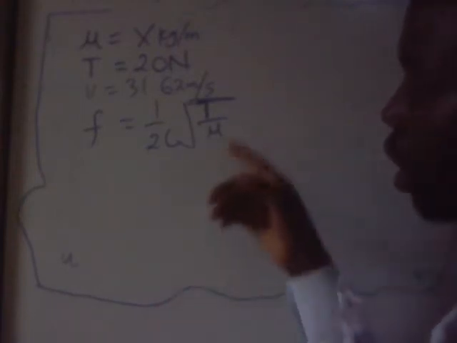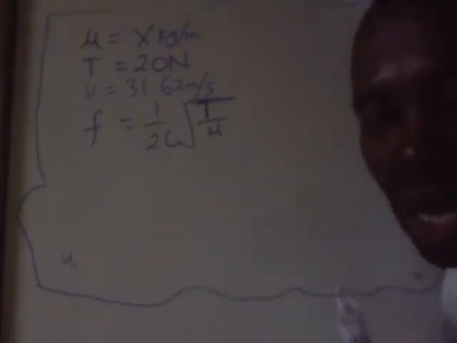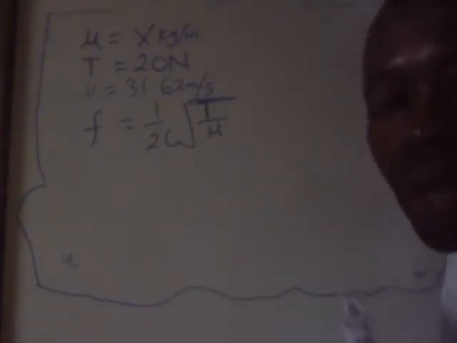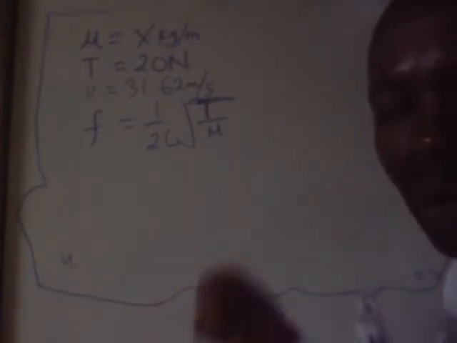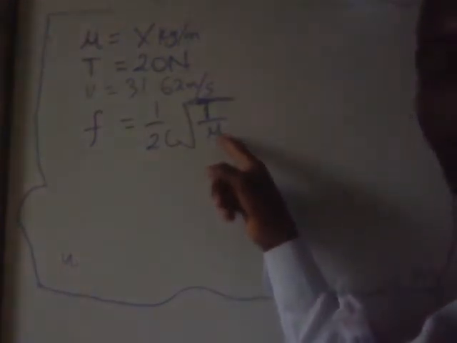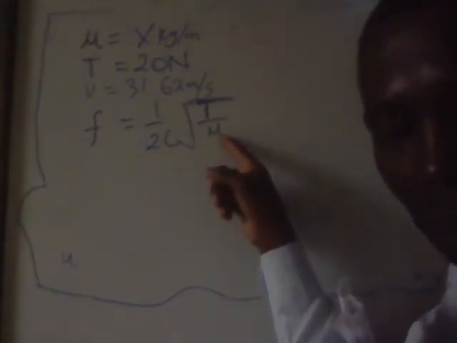Are you there? If you are given mass in the question, and you are given length in the question, you divide the mass by the length. Mass divided by length will give you this particular symbol, mass per unit length.